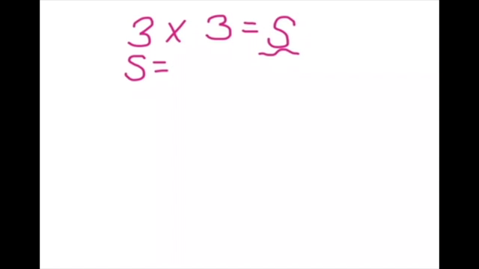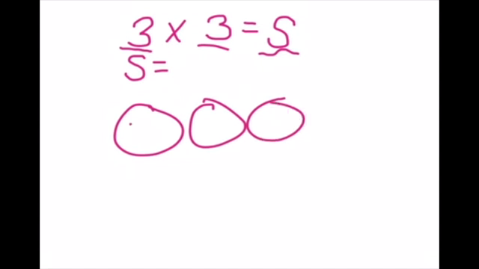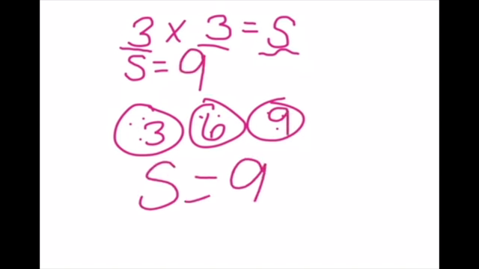When my unknown is my product, I can just use any strategy I know. Like if I have 3 groups and 3 in each group, I will figure out what S is. So we have 3 with 3 in each group, right? What would be our final answer? S equals 3, 6, 9. So S equals 9 because 3 times 3 equals 9. Good job.